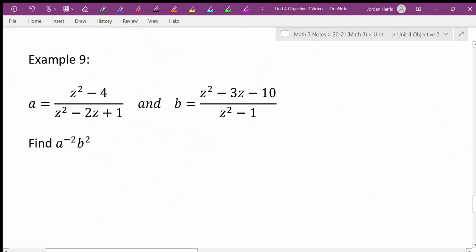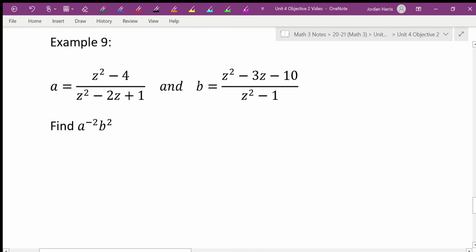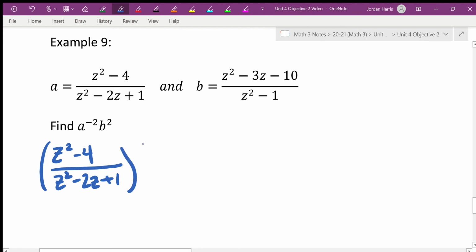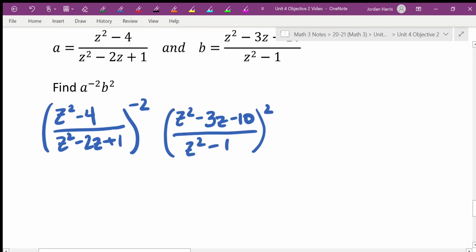And last one. Seems a little crazy once again, and it is. Okay, so we have z squared minus 4 over z squared minus 2z plus 1. That is raised, it says a to the -2 power. And then b, which is z squared minus 3z minus 10 over z squared minus 1. That is raised to the +2 power.